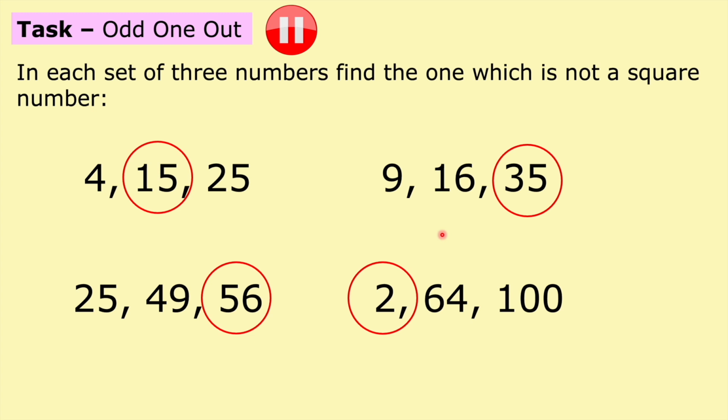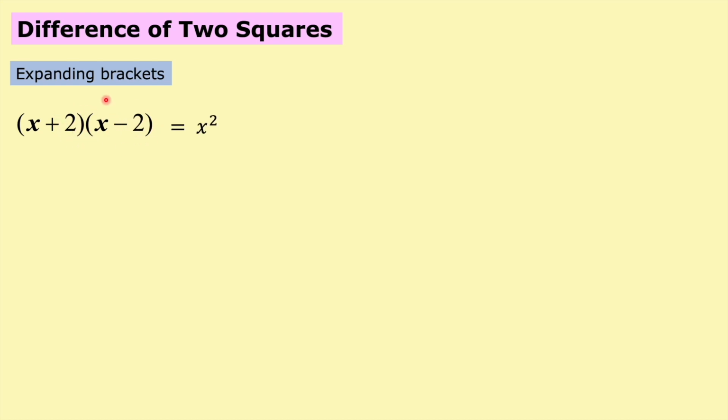Okay, now we have looked at a little recap of square numbers. We are going to start looking at the difference of two squares and how we use this to factorise. If we remember that factorising is essentially the opposite of expanding brackets, we're wanting to put the brackets back in. So let's say we considered expanding this double bracket, and we're going to be using the method where we multiply the first term with every term in the last bracket, and then the second term with every term in the last bracket. So if we do that, x times x gives us x squared.